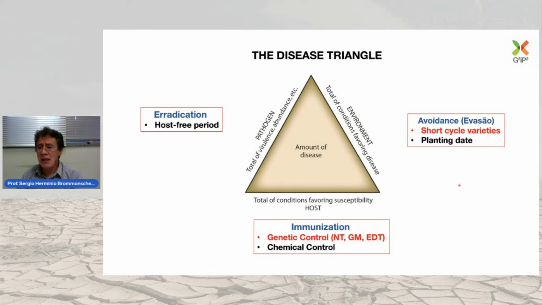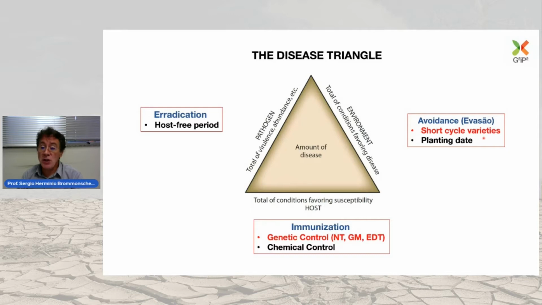legislation. And then we have immunization, the principal one, which we're going to talk about a little bit, that is based on genetic control. And then we have the chemical control, which is in the wrong place here. We have the host that's susceptible; we can protect the host using chemicals. And then a very important strategy is avoidance. In Portuguese, evasão ou escape. It's a very important strategy nowadays.